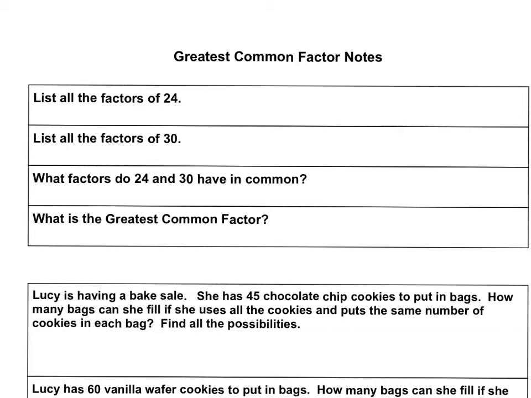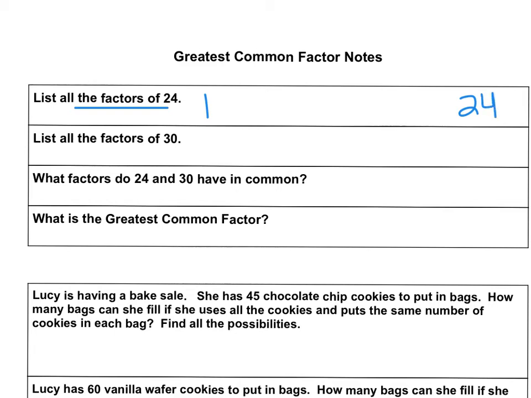Welcome back. Today we're going to talk about greatest common factor. We're going to simply start by listing all the factors of 24. All the factors means we are going to make one of those beautiful rainbows.